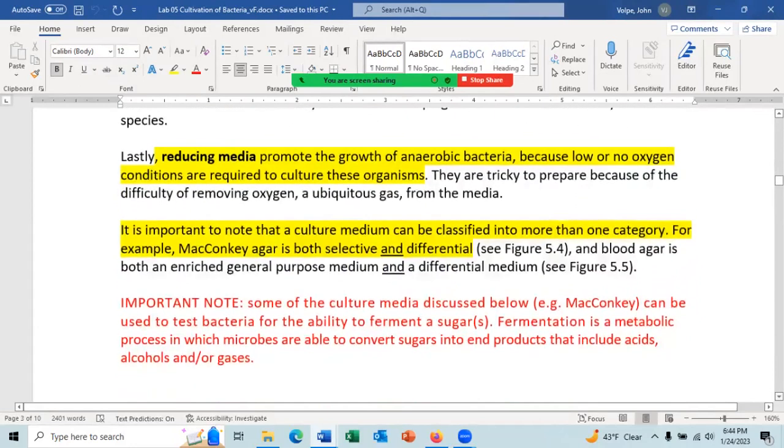Lastly, there's reducing media, and this media is to promote the growth of anaerobic bacteria. Anaerobic bacteria require low or no oxygen conditions in order to grow. All right, so those are the different types of media. You should know that the culture media may be classified into more than one category. For example, MacConkey's agar is both selective and differential.